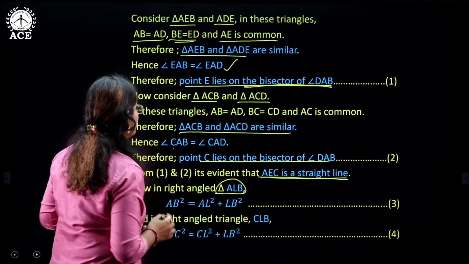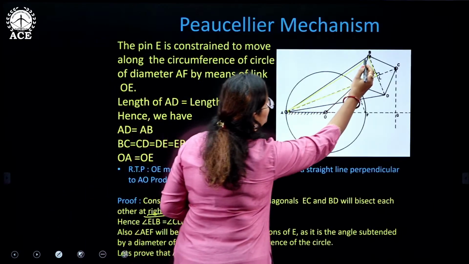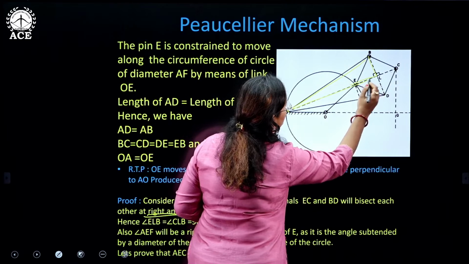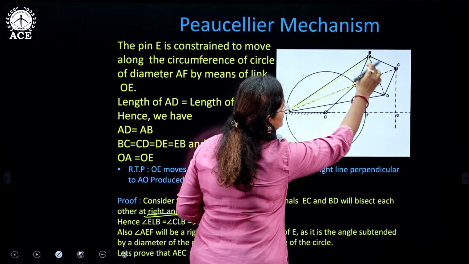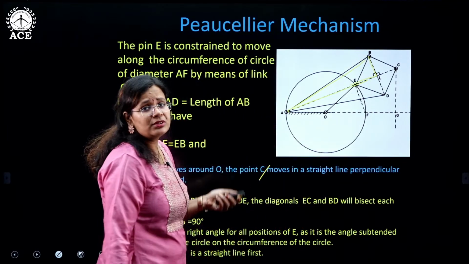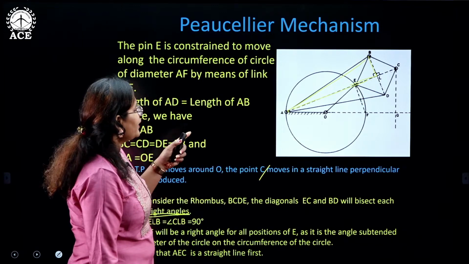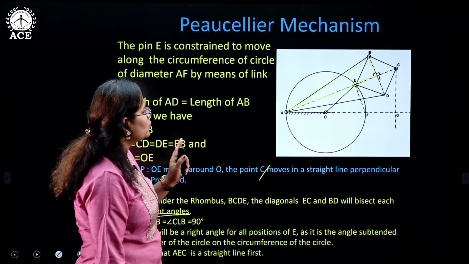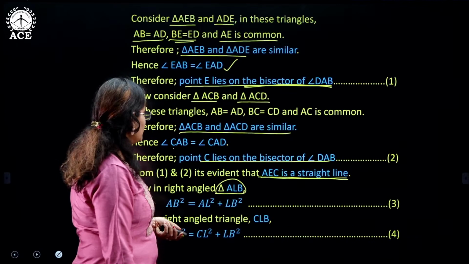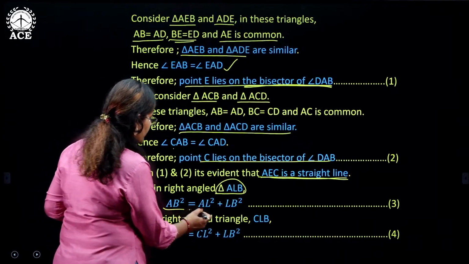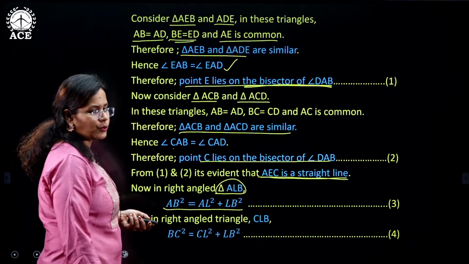See, ALB. So, AB is said to be the hypotenuse. This is nothing but the adjacent side. This is the opposite side. So, by using the Pythagoras theorem, I can write that AB square is equal to AL square plus BL square. That is what we have written. AB square is equal to AL square plus LB square.